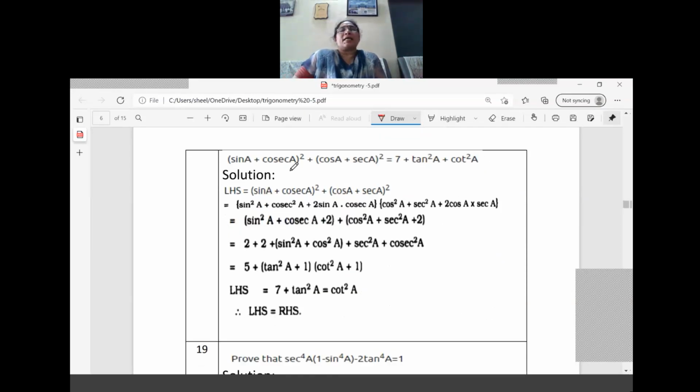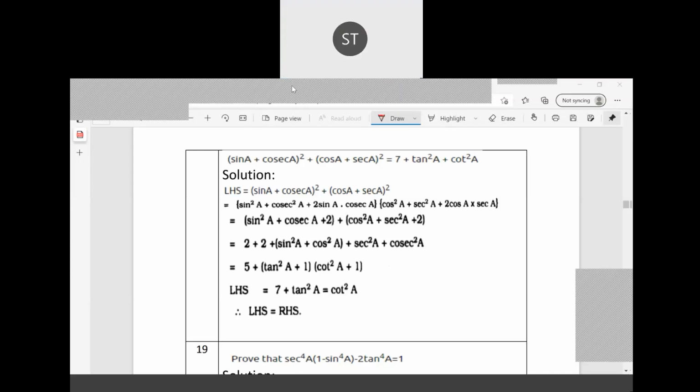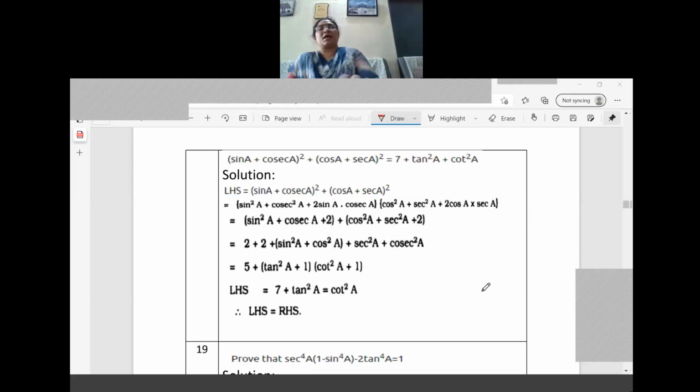Next question. (Sin A plus cosec A) whole square plus (cos A plus sec A) whole square equal to 7 plus tan square A plus cot square A only. What we have to do here? We have to write the LHS first. But if you see the RHS, what is the RHS? The 7 plus tan square A plus cot square A is there. So here also we can go for the (a plus b) whole square method.